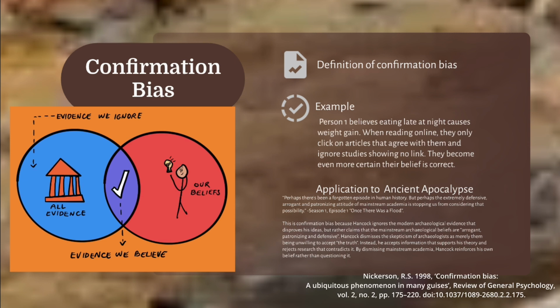Hancock dismisses the skepticism of archaeologists as merely them being unwilling to accept the truth. Instead, he accepts information that supports his theory and rejects research that contradicts it. By dismissing mainstream academia, Hancock reinforces his own belief rather than questioning it.